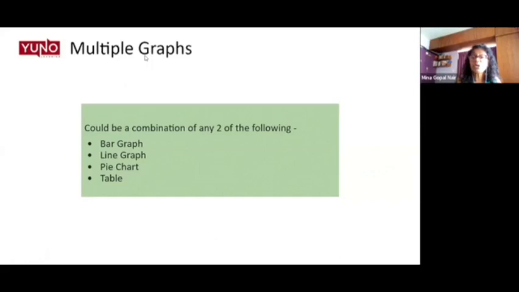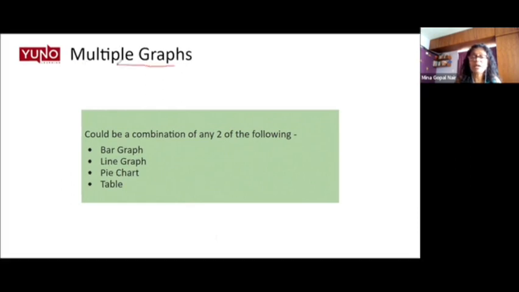Coming to our question, the specific question type that we are going to focus on today, and that is, as I said earlier, multiple graphs. So basically, it could be a combination of any of these: a bar graph, a line graph, a pie chart, or a table. Normally it could be any two of these. All these are data related.